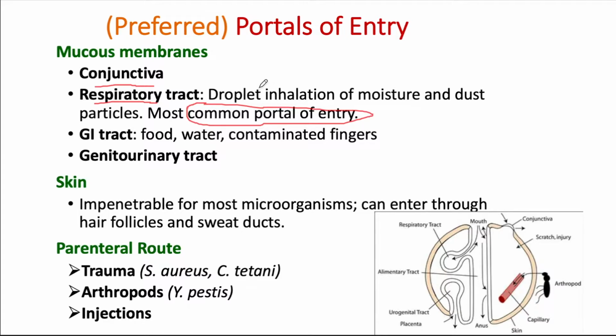There is the skin. The skin is a very tough tissue, and so it gives us a lot of protection from microorganisms. But if there is a breach of the skin, then certain organisms such as Staph aureus, which are normal microbiota on the skin, could also cause infections. Then there is the parenteral route. The parenteral route is when the pathogen is deposited directly beneath the skin or the mucous membrane, and that could be due to a trauma, through arthropods such as mosquitoes, or through injections.